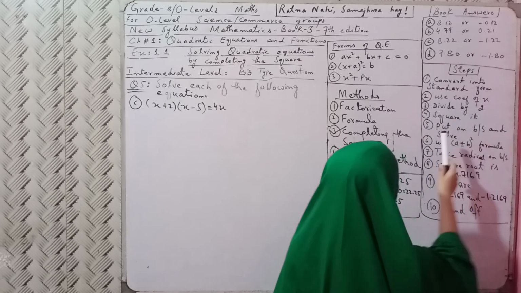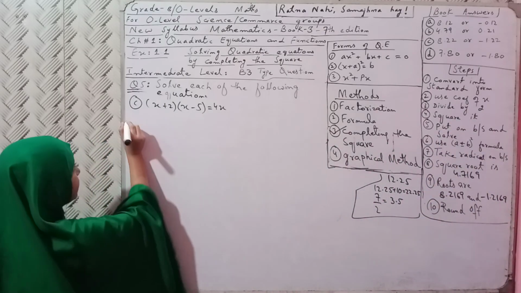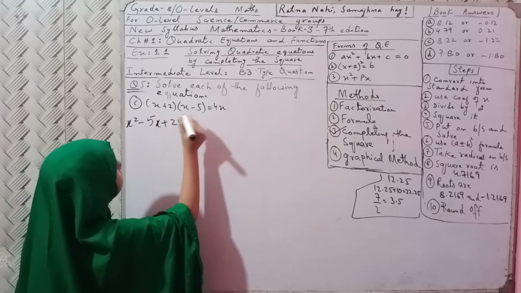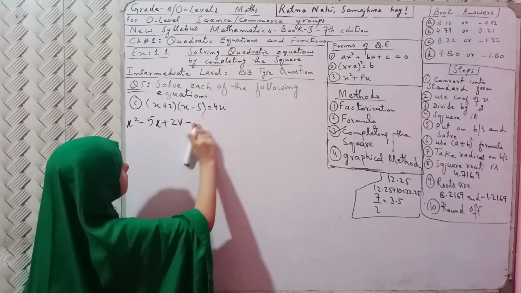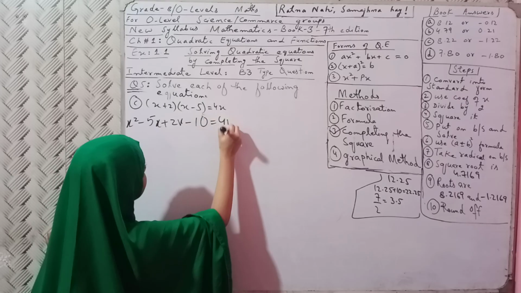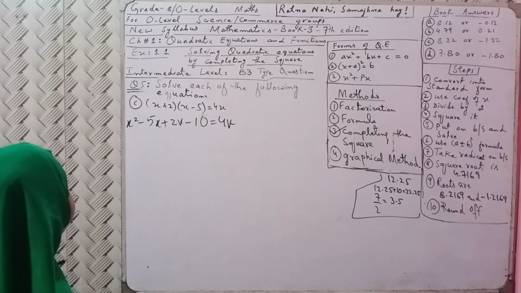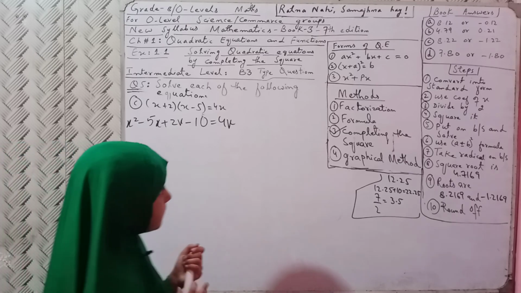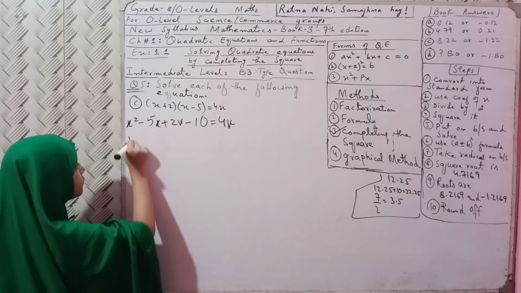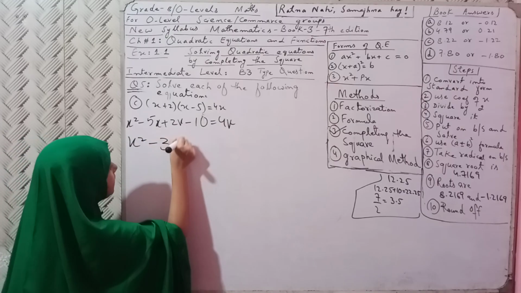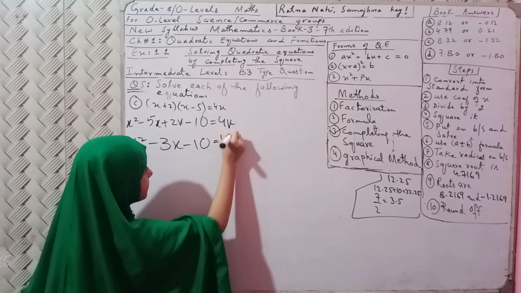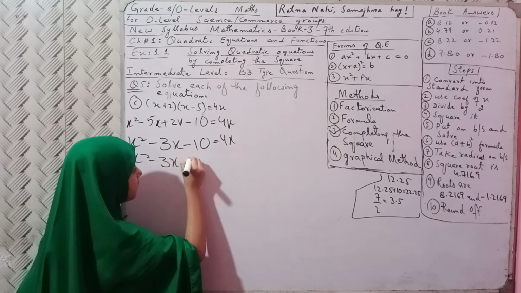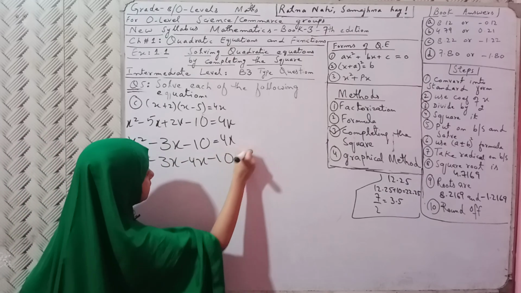Now the first step is convert into standard form. So we will multiply: x square minus 5x plus 2x minus 10 is equal to 4x. Now we can do this. So x square minus 3x minus 10 is equal to 4x. So this will become here x square minus 3x minus 4x minus 10 is equal to 0.